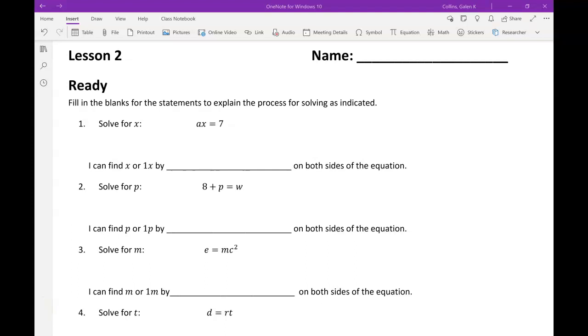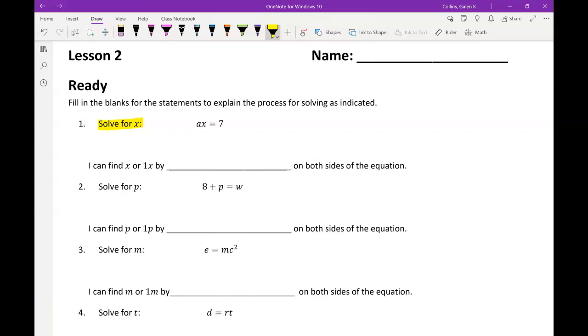This video is for Unit 4, Lesson 2, Ready, Set, Go. We're going to look at the Ready problems. So the directions tell us to fill in the blanks for the statements to explain the process for solving as indicated. So in question 1, or prompt 1, we are asked to solve for x.